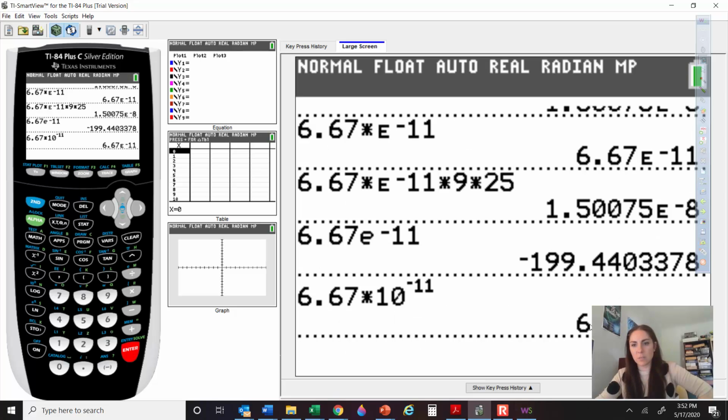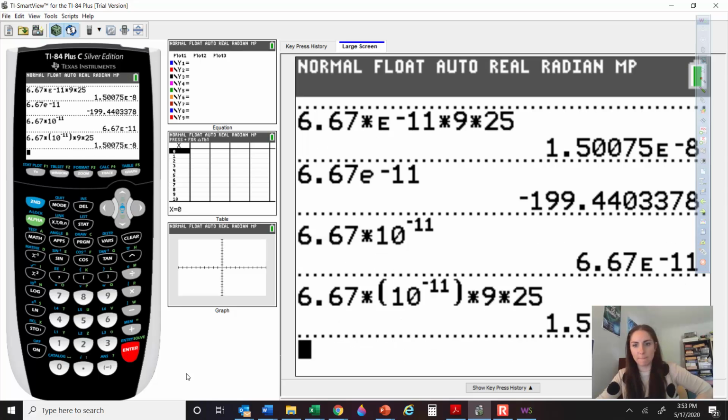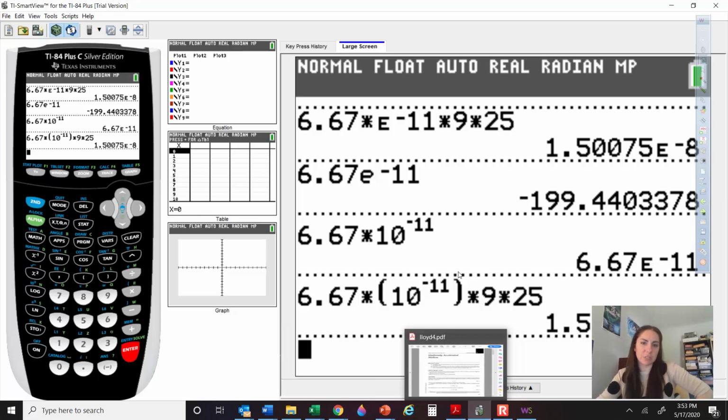Now this does work. I just say caution because when you do multiple values, so let me do that again: 6.67 times 10 caret negative 11 times 9 times 25. Okay, that looks pretty good. But I would err on the side of caution when it comes to this because sometimes it doesn't come out right if you have more operations or if you divide or if you add. So just be very careful with this. So those are just some ideas for you.